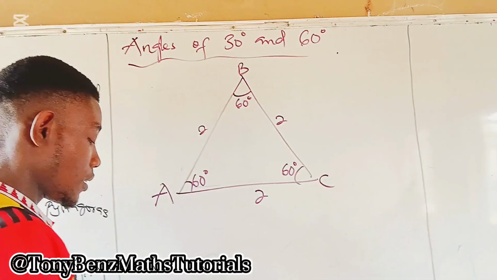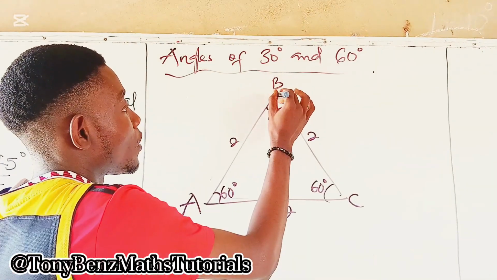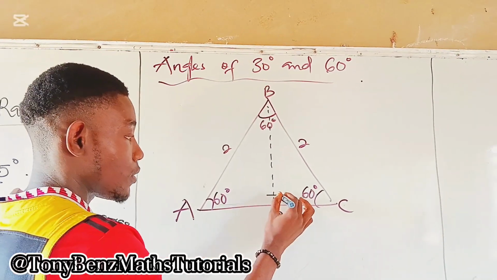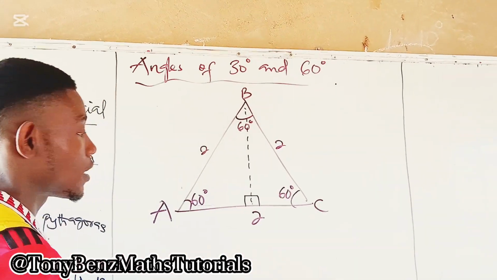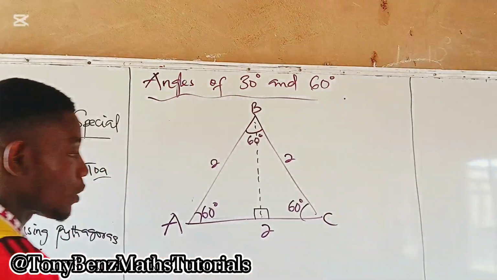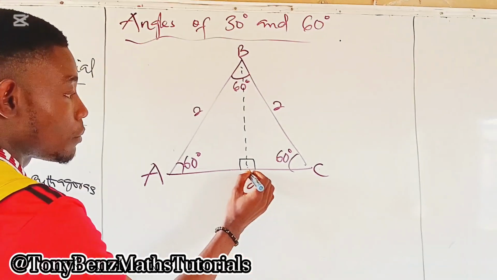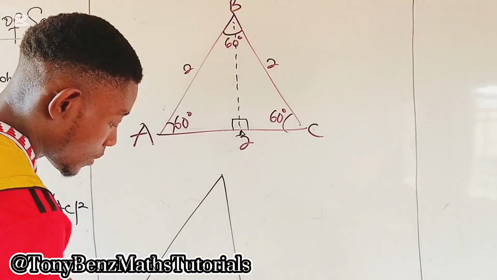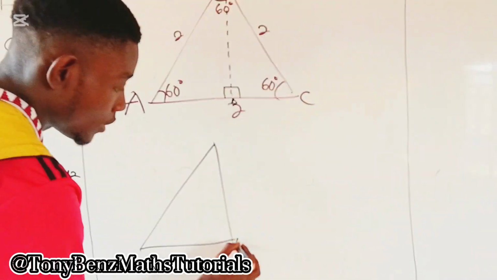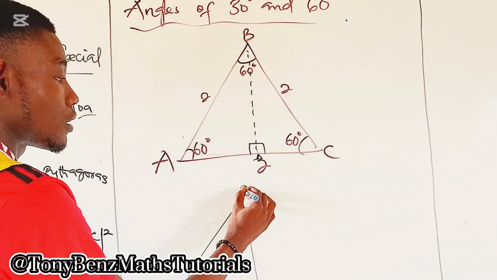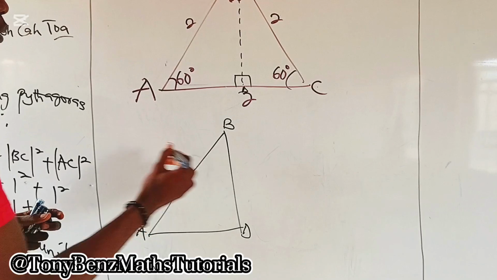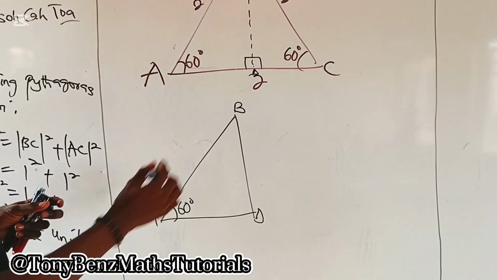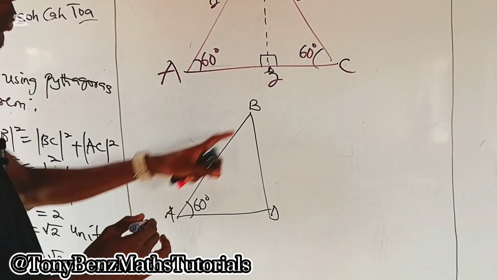My brothers and sisters, when this angle is cut into two, we have 90 degrees and 90 degrees on this side. Permit me to partition it to form a right angle triangle. Let me name here to be angle D. This is triangle DBA. Mind you, here is 60 degrees, and here we have 2. From A to B is 2.